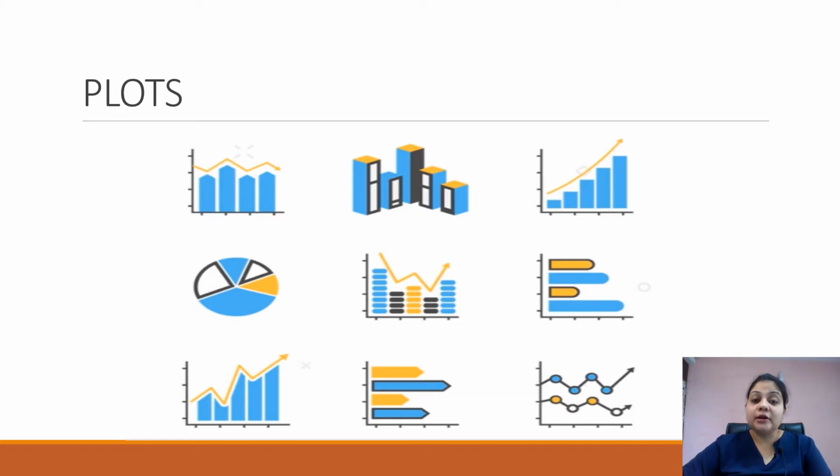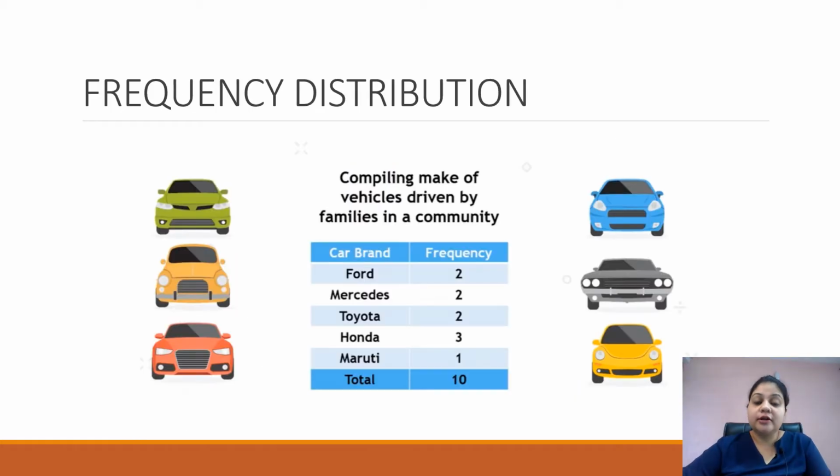That means plotting the data points makes more sense to the user rather than just seeing or visualizing the raw data in the form of tables. So it makes the data more effective and more understandable in a very easy manner. The first kind of graph plot is frequency distribution. Let's take up an example.